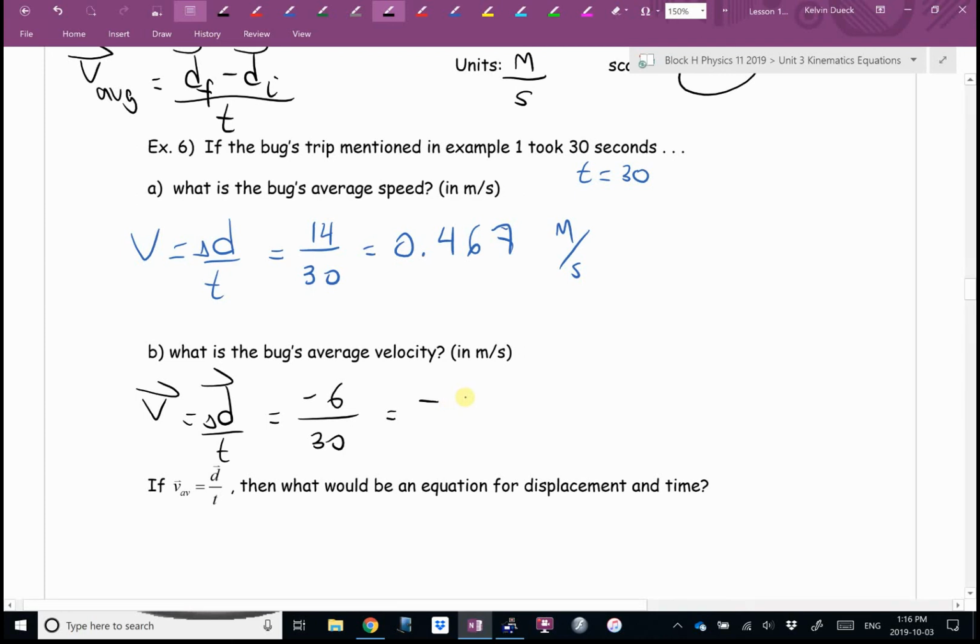Mr. Dueck, do you want 0.2 or 0.2? I don't care. I'll put 0.2. I'll stop there. I'm not going to go to 3 sig figs because it just happened to work out cleanly.